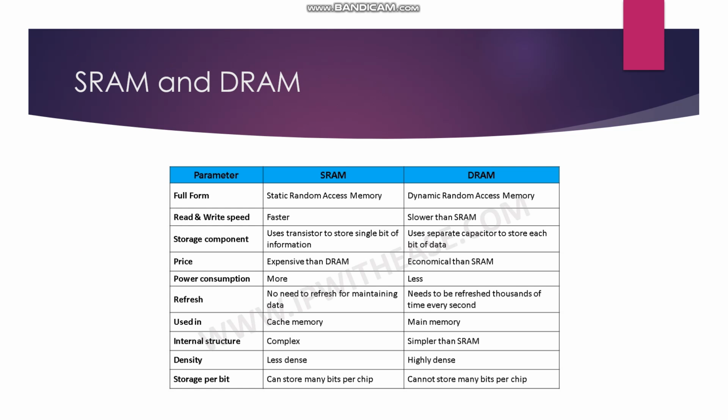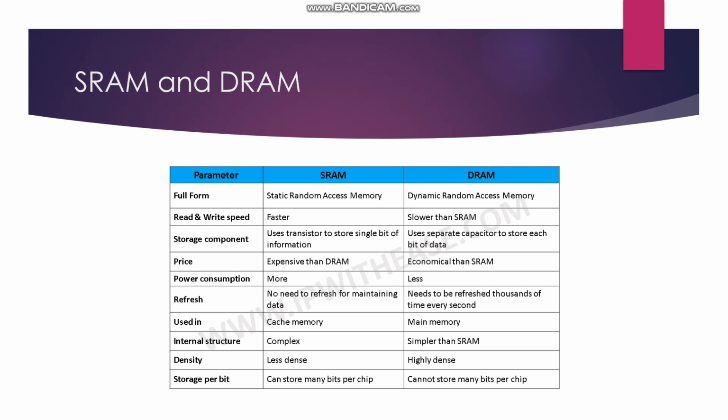On the parameter of read and write speed, SRAM is faster when compared to DRAM. Next comes the storage component, where SRAM uses transistors to store a single bit of information and DRAM uses a separate capacitor to store each bit of data. The price of SRAM is more expensive than DRAM, whereas DRAM is economically cheaper than SRAM.